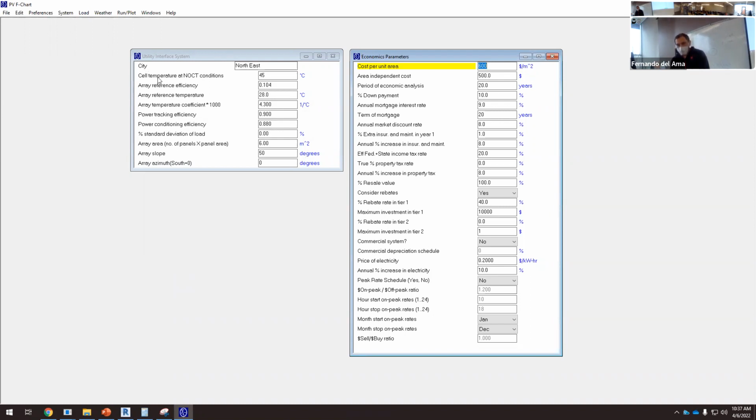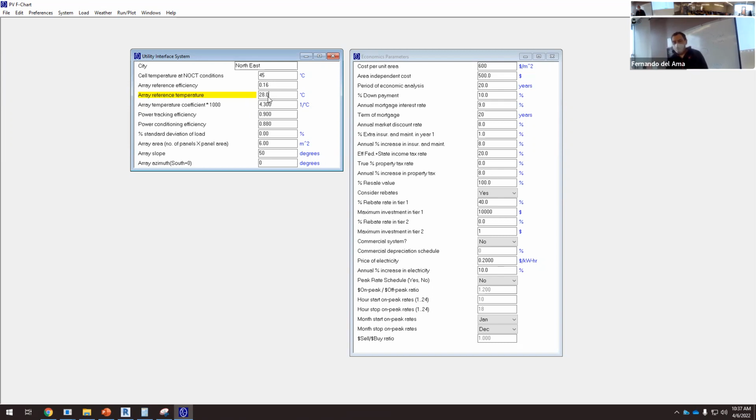So we have the city, the northeast, the cell temperature, it's 45, the array efficiency. Okay, the array efficiency, here it was 16. By default, here we have 10.1, it's 10% efficiency. Can we change it? Can we make it 16? Yes, we can. The array reference temperature, what is this? If we match this temperature to the NOCT temperature that was 45, that would be optimum.